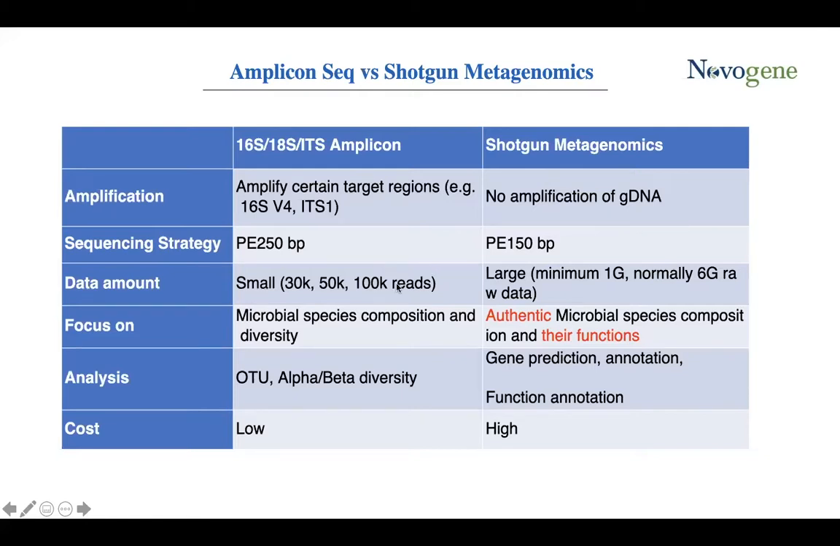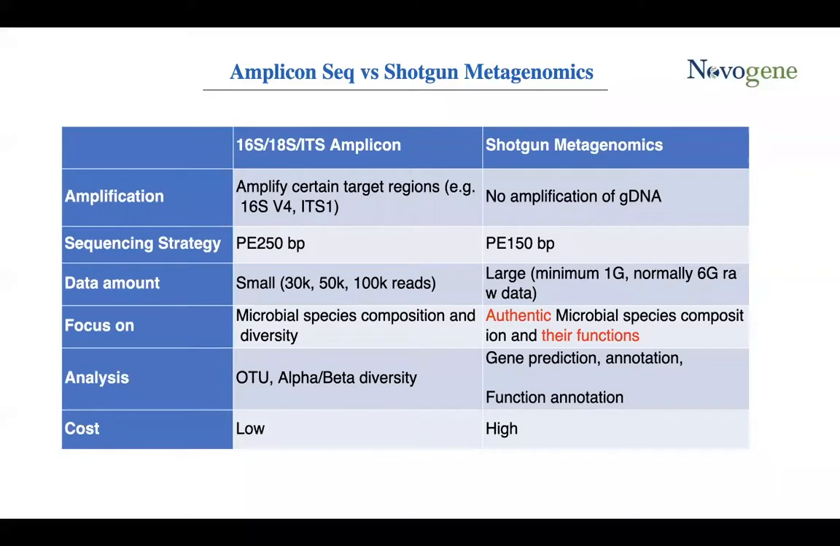the sequencing strategy of amplicon is paired-end 250 bp. Some may use paired-end 300 bp, but for metagenomics, it is basically paired-end 150 bp. And we need a relatively smaller data amount for amplicons, commonly 30K to 100K raw reads per sample. But for shotgun metagenomics, we will sequence a large amount of data. Normally, we will choose 6 gigabytes.